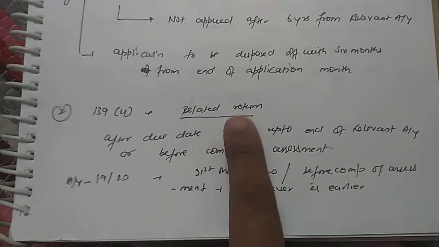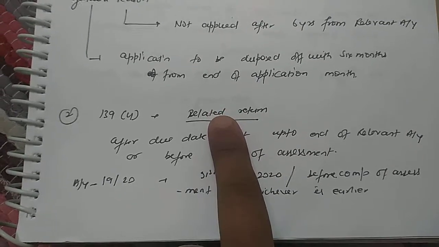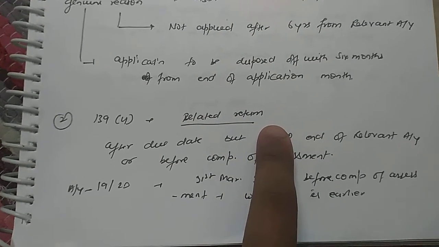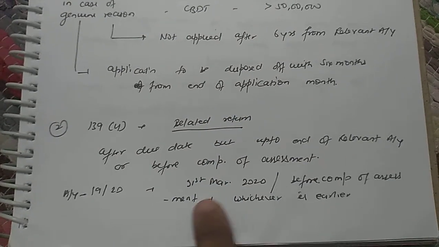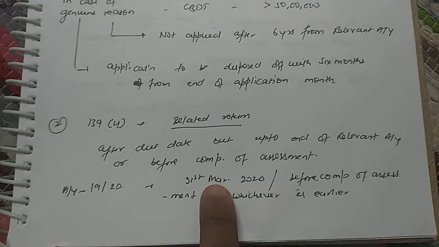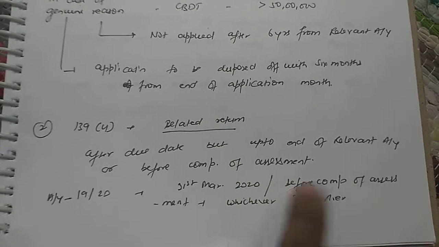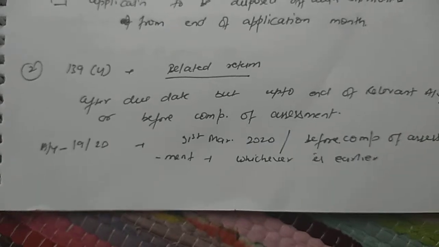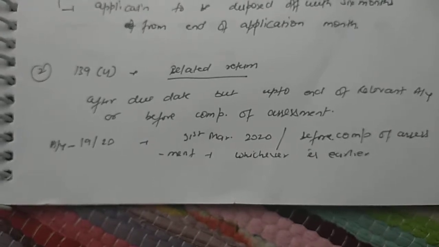Say, for example, if the return pertains to the assessment year 2019-20, then that return can be filed up to 31st March 2020, and that return will be called a belated return. As I said, in this example, for the assessment year 2019-20, the belated return can be filed up to March 2020 or before the completion of assessment, whichever is earlier. When you are filing the belated return, you need to make sure that you submit the fees as we discussed earlier in this session.